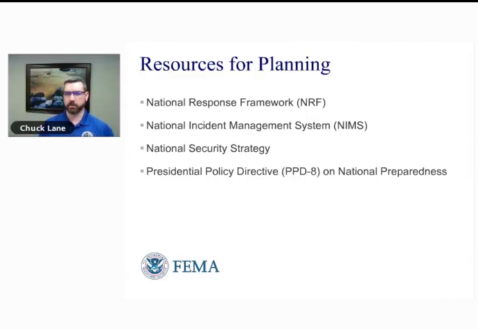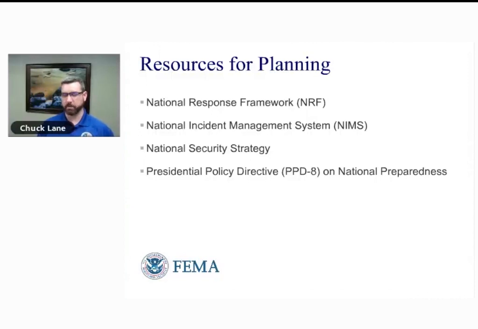The National Security Strategy basically is the government plan to secure the country. How do we combat terrorism? How do we promote resilience? And that can be a good supporting document for your man-made emergencies, especially your man-made disasters, excuse me. It helps you build that side of it out.